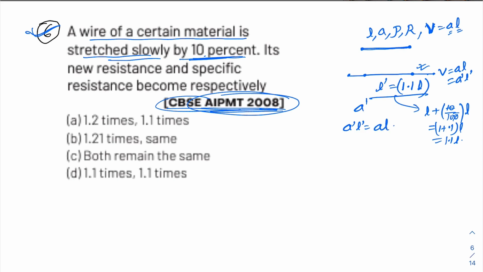What is your L dash? L dash is equal to 1.1 L. So from here we can write A dash equal to A into L by L dash. How much is L by L dash? L dash is 1.1 L, so it will be 1 by 1.1. Okay, this is your A dash.